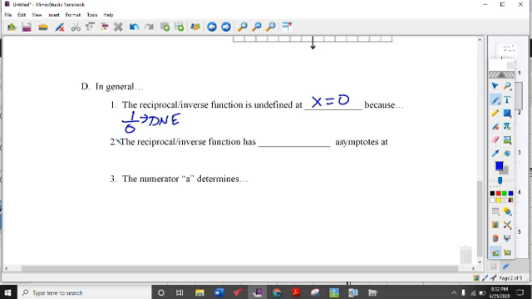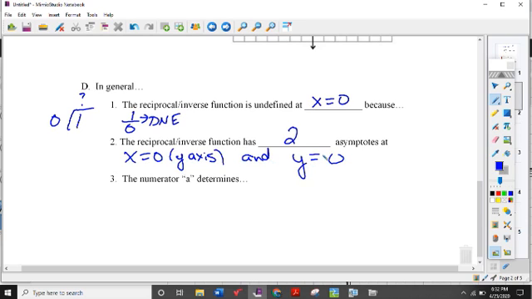All right, so dividing by 0 is not allowed. In other words, what do you divide into 1 when you multiply it by 0? 0 goes into 1 how many times? And it doesn't. The reciprocal inverse function has two asymptotes at x equals 0, which is your y-axis, and y equals 0, which is your x-axis.